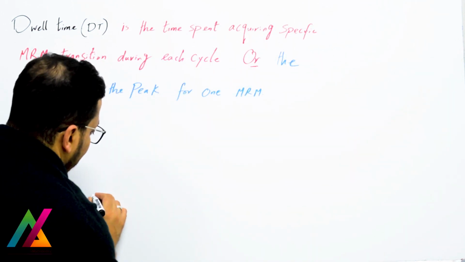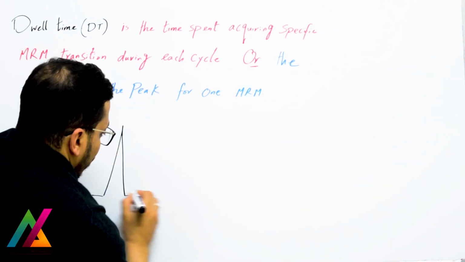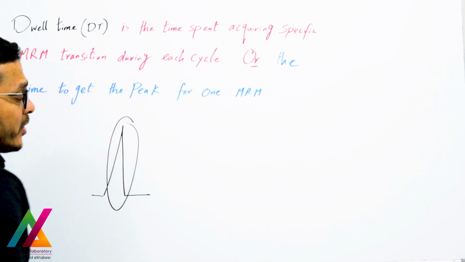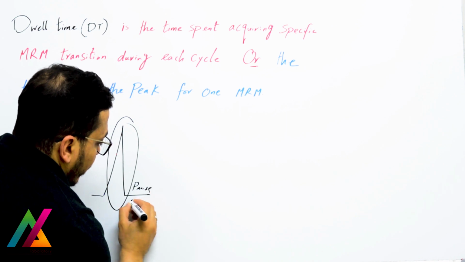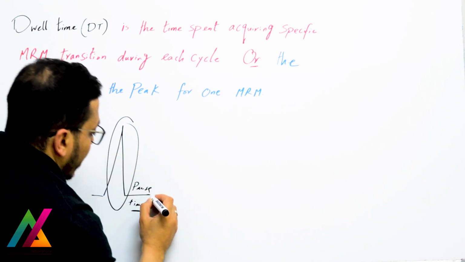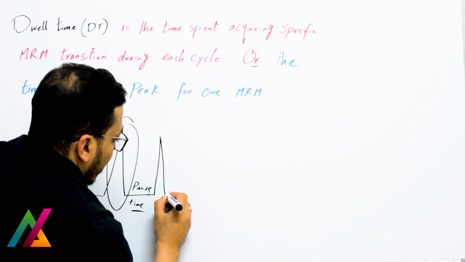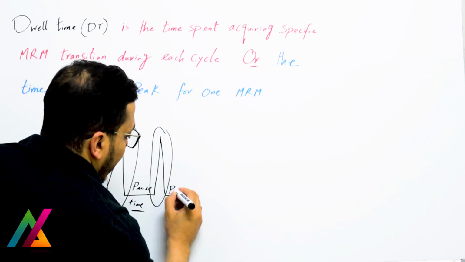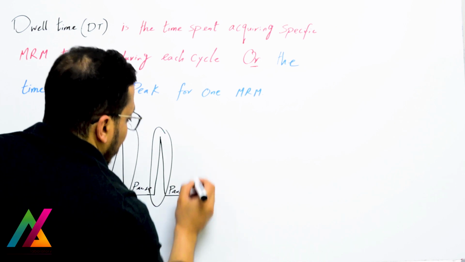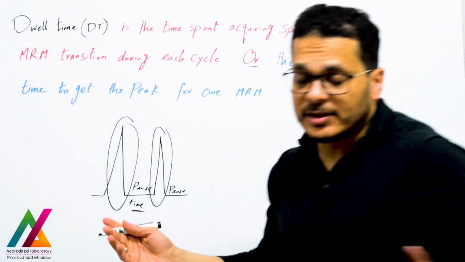Like this peak, the time to get this peak is the dwell time. After that, you will find pause time. Between each MRM, you will find pause time. Then another peak, and the time to get this peak is the dwell time. After that, pause time. So the time to get the peak is the dwell time.